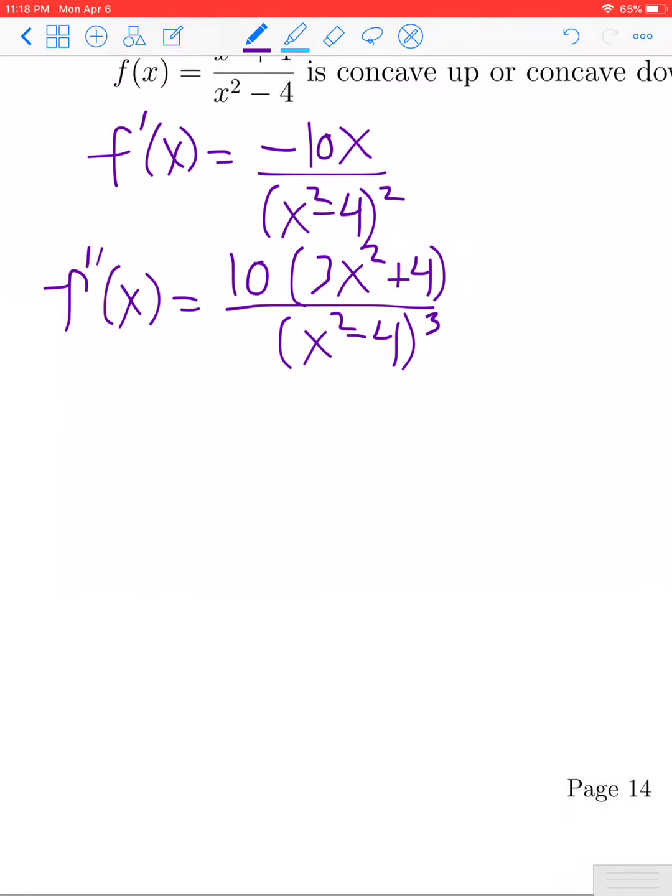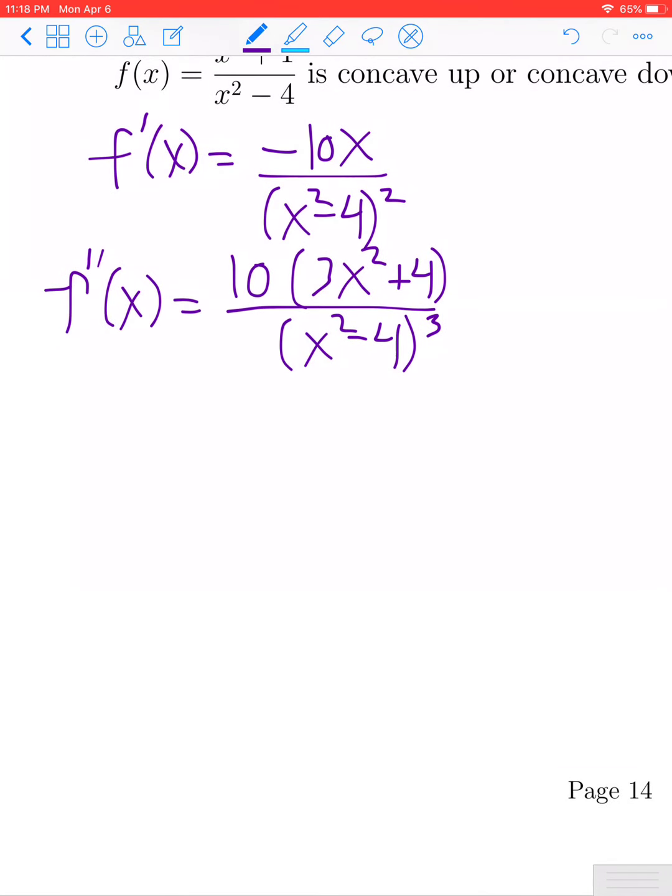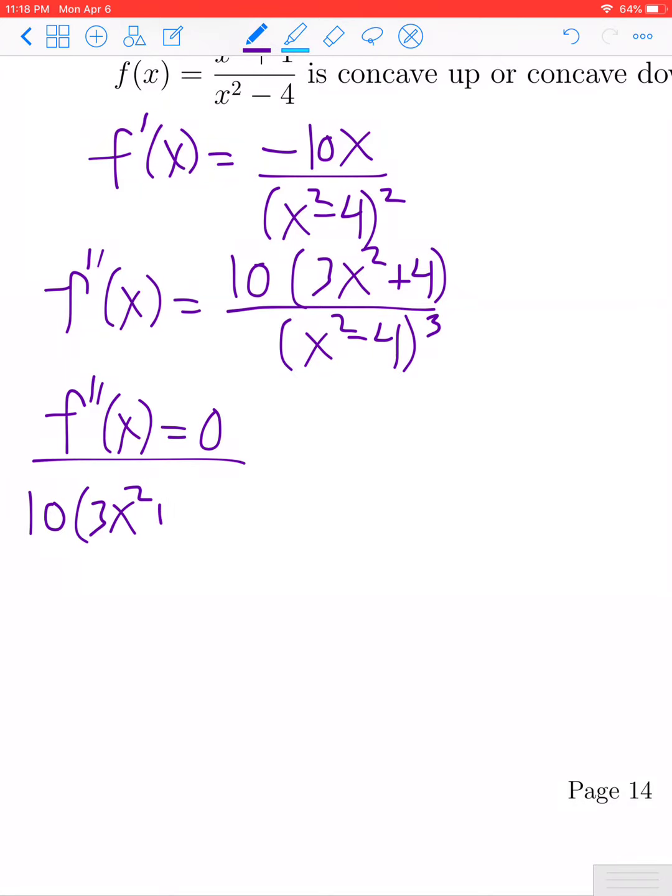Now that we have our second derivative, we want to do a sign chart for this. The values we're going to put on the sign chart are the values where f double prime is equal to 0, and also the places where f double prime would be undefined. Let's first solve for where f double prime of x is equal to 0. We set 10 times 3x squared plus 4 all over x squared minus 4 cubed equal to 0.